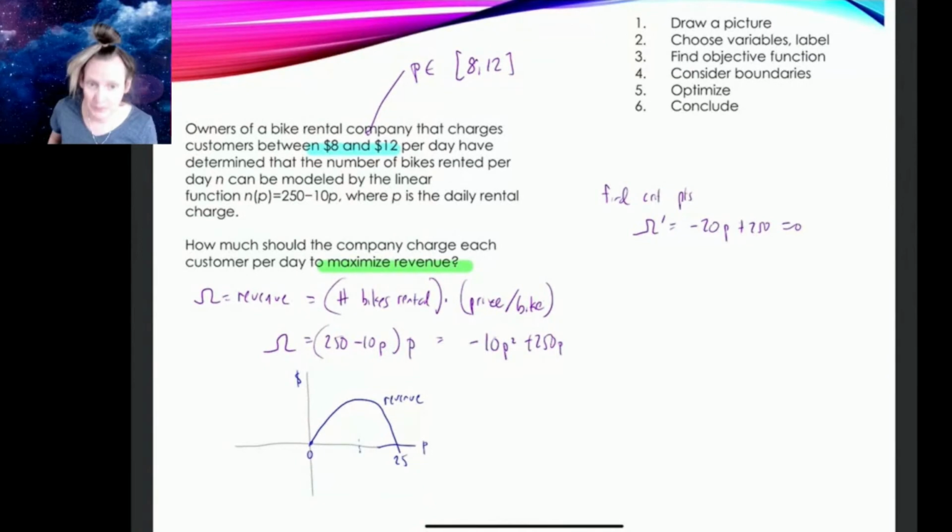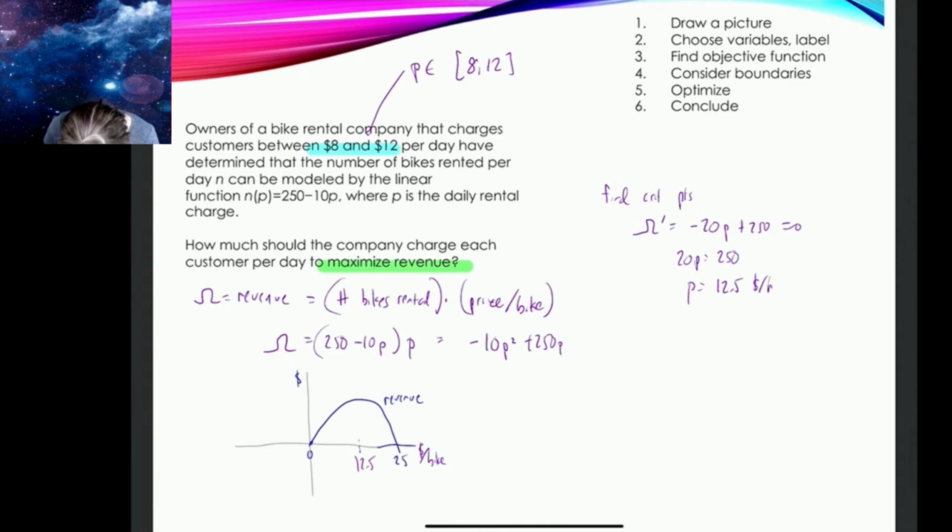And I'm going to set that equal to 0 because all of the critical points are going to be ones where the tangent line is horizontal. That means that 20P equals 250, which means that P equals 12.5. It's dollars per bike is what it is. That's the unit, dollars per bike. So if we charge $12.50 a bike, we make the most revenue.